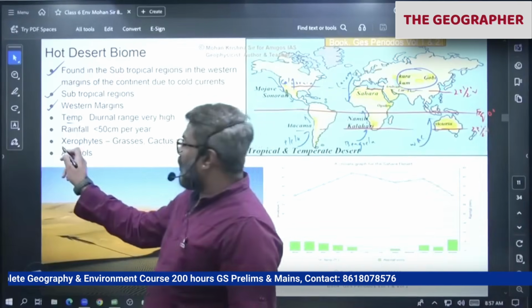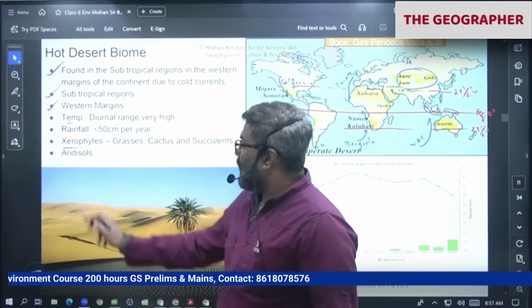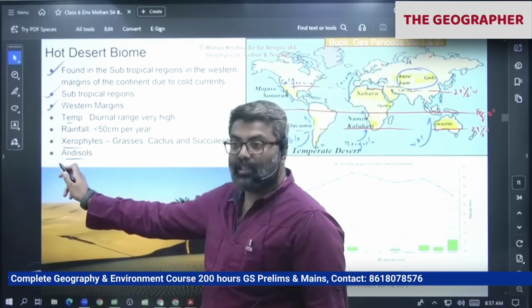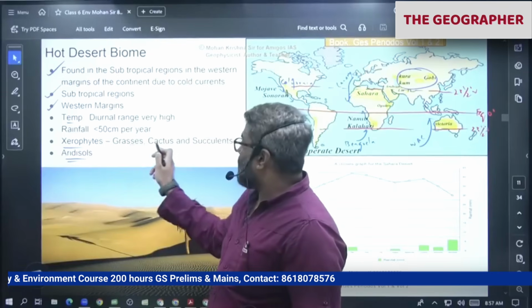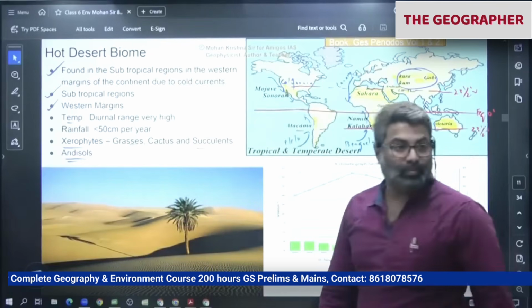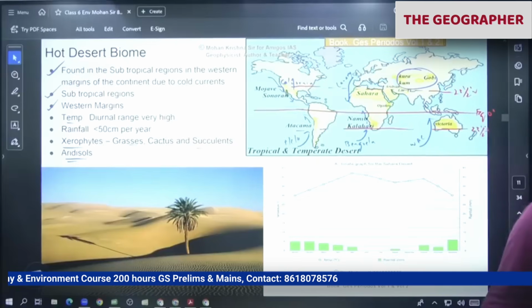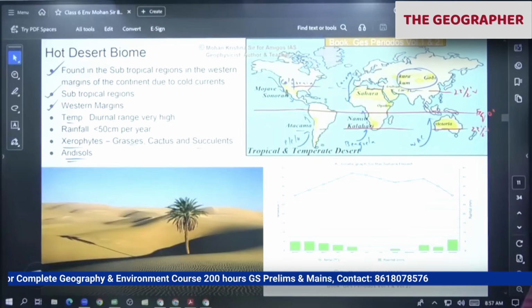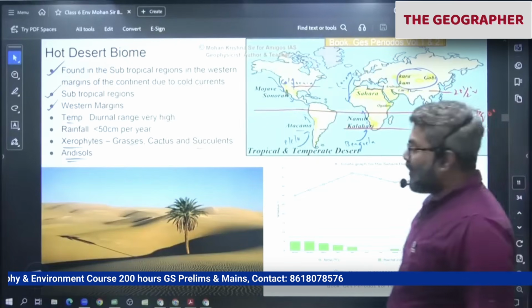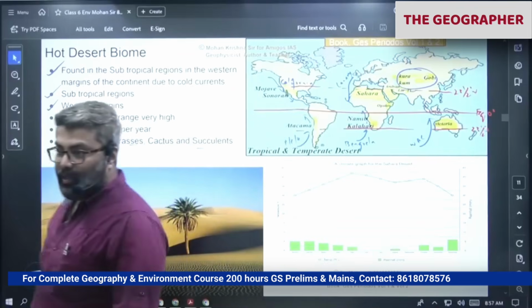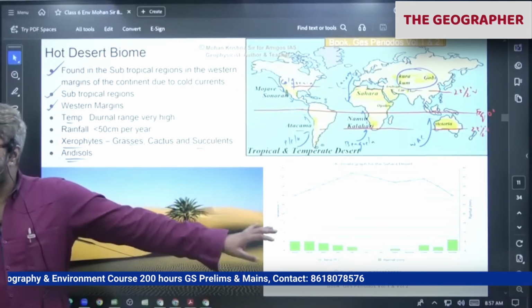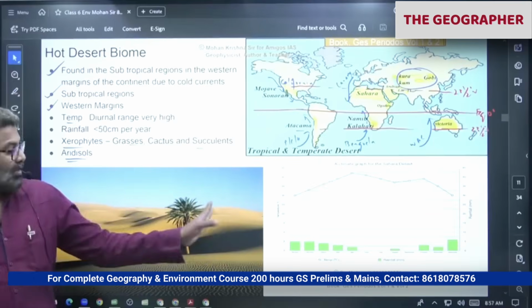Most of the vegetation type are what? Xerophytes. Arid soils, soil is desert soil. Grasses, cactus, succulents will grow. Only few animals will be there, adapted to desert, like camels, desert fox. Some reptiles like snakes, desert lizards will be there. So they will survive.